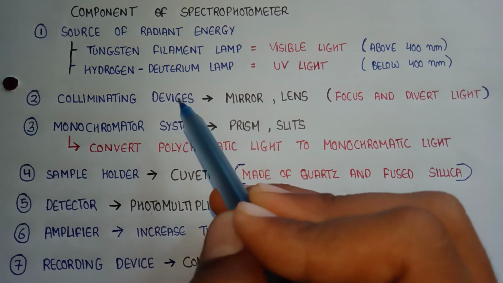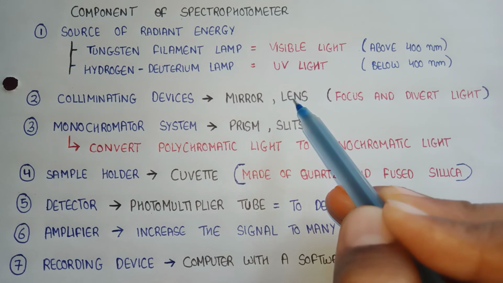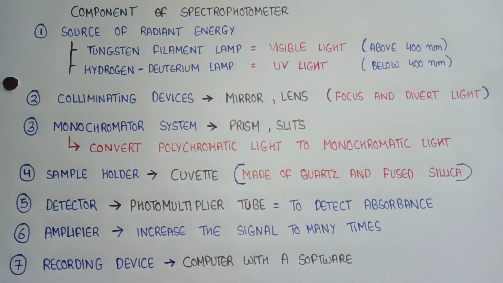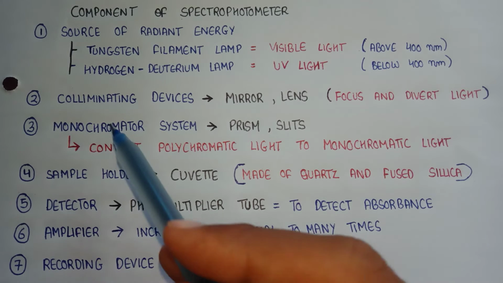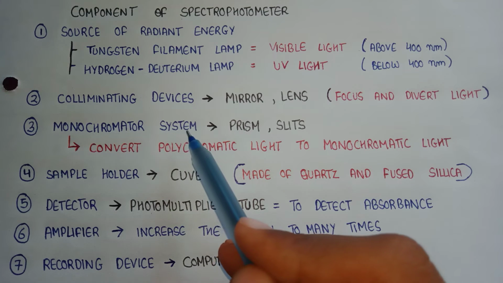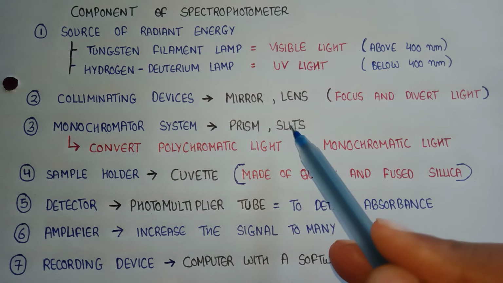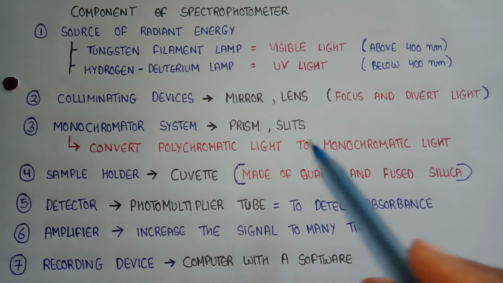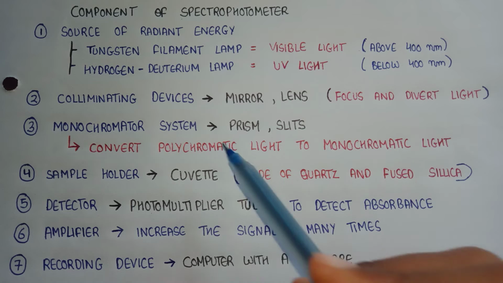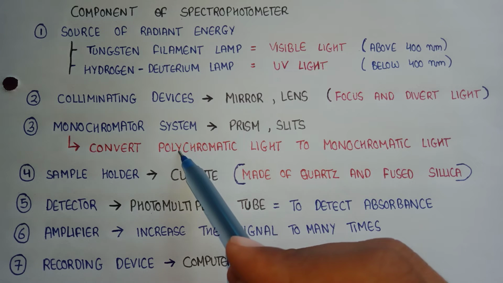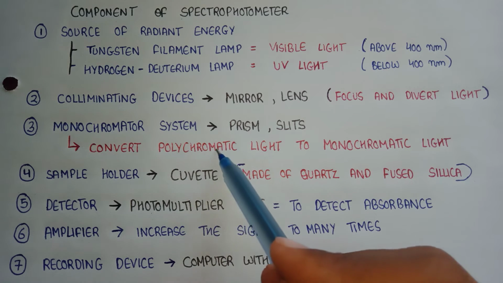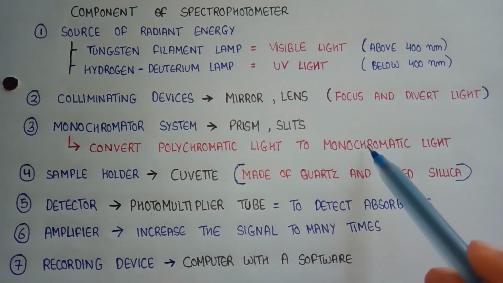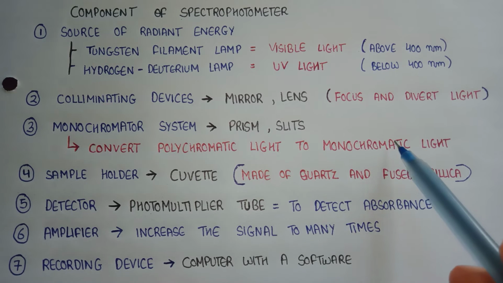Second is the collimating device. The collimating device usually consists of mirrors and lenses, and what it does is focus and divert the light. Third is the monochromator system. The monochromator system usually consists of prism and slits, and what it does is convert polychromatic light to monochromatic light. What is polychromatic light? Polychromatic light has light of various wavelengths, whereas monochromatic light has light of only one wavelength.